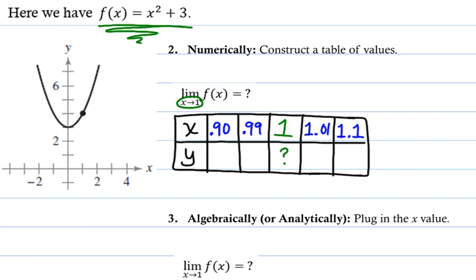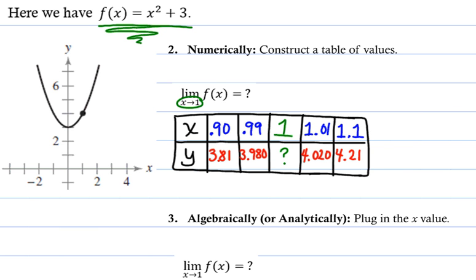I got 3.81. I'm going to plug in 0.99, and when I did, this is what I got: 3.980. I'm going to plug in 1.01, and I'm going to get the number 4.020. And then I'm going to plug in 1.1, and I'm going to get the number 4.21.